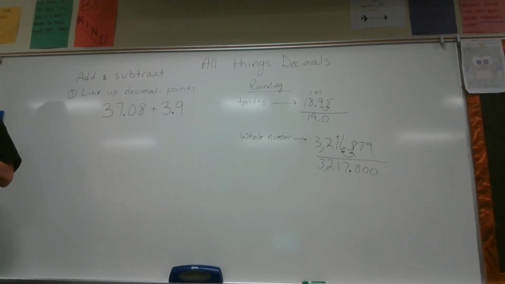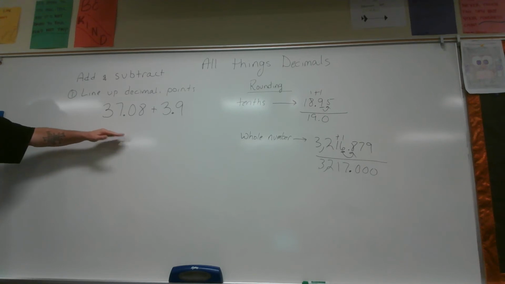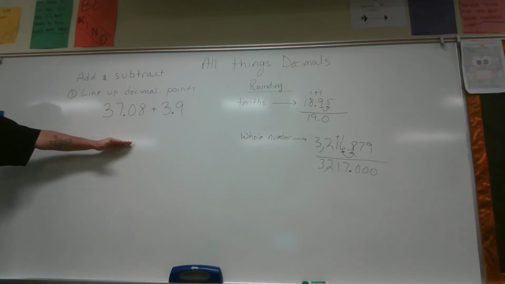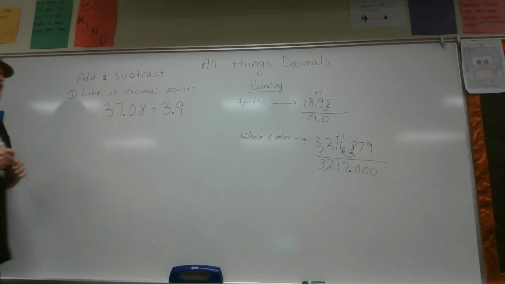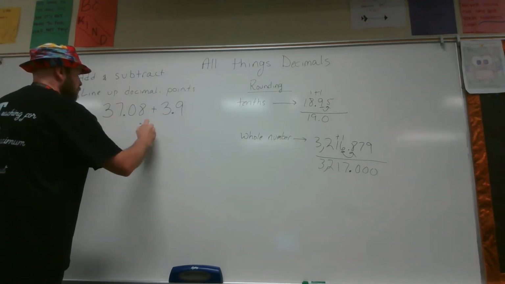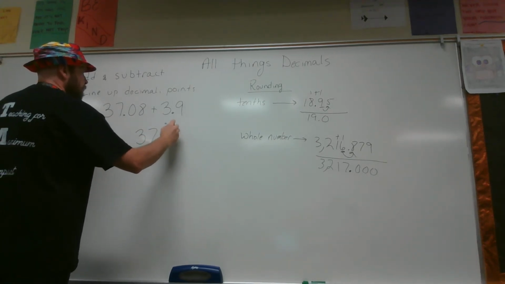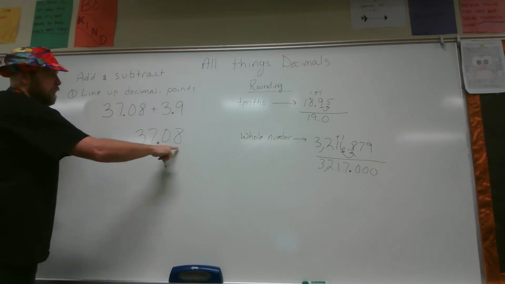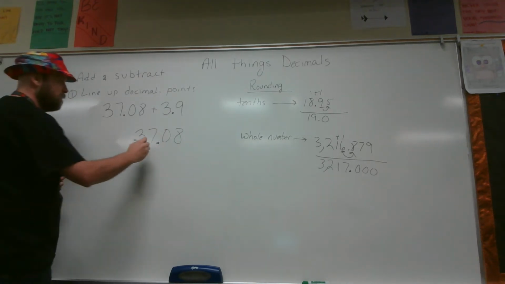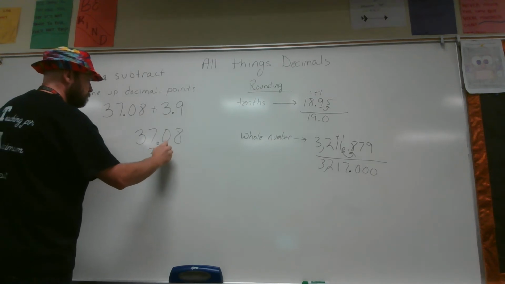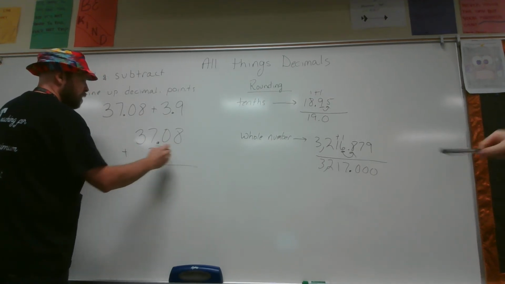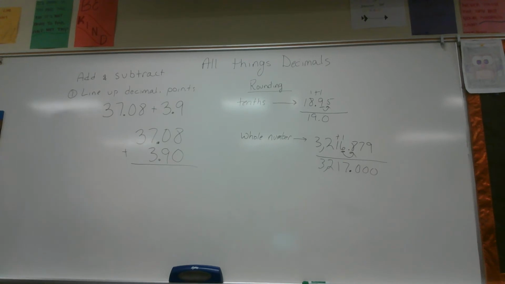I'm telling you, you're going to stack them. This is probably how it would be written. And then we line up our decimal points. Too many of you want to put the 3.9 there. No, we line up our decimal points. And then we add, and we can put in a 0 as a placeholder if we want. If you don't want, don't.